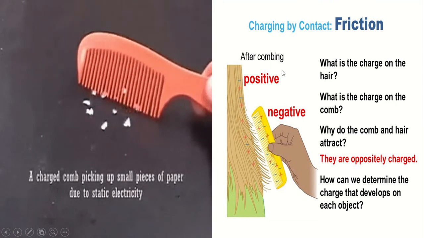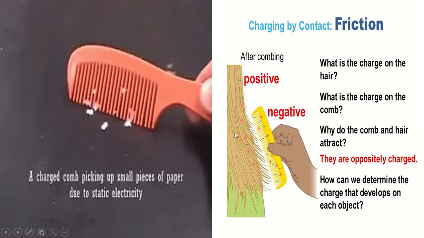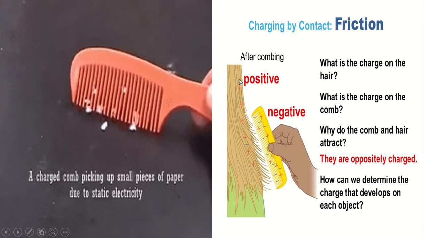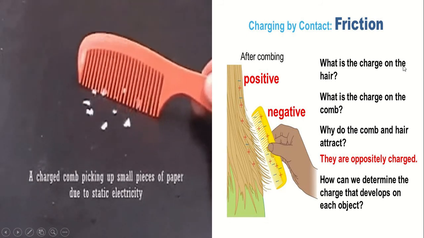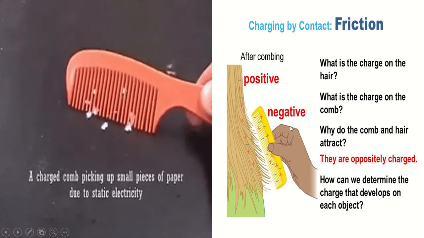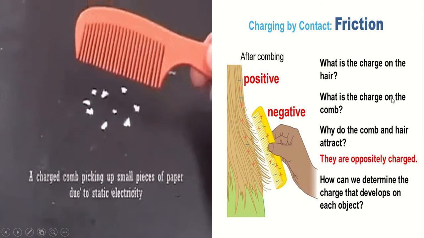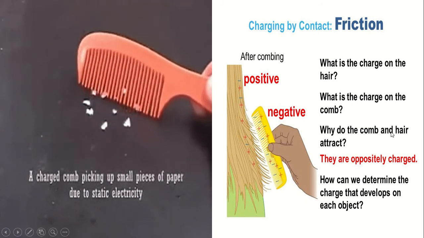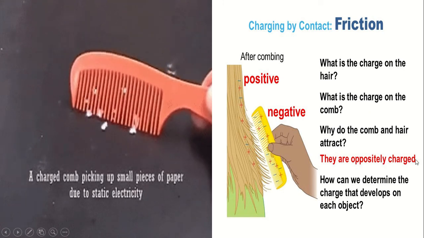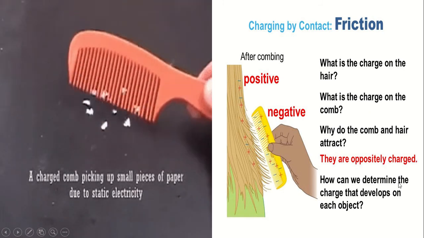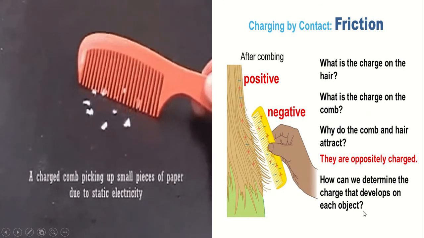After combing with the hair, what is the charge on the hair? Then what is the charge on the comb? What do the comb and hair do? They attract. They are oppositely charged. How can we determine the charge that develops on each object?